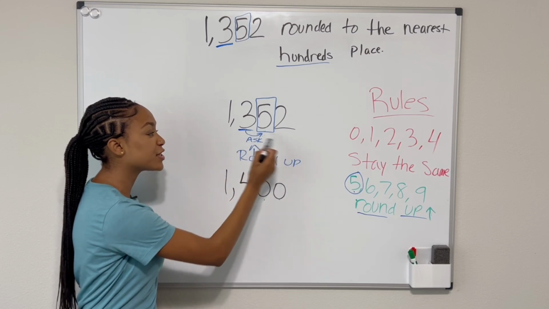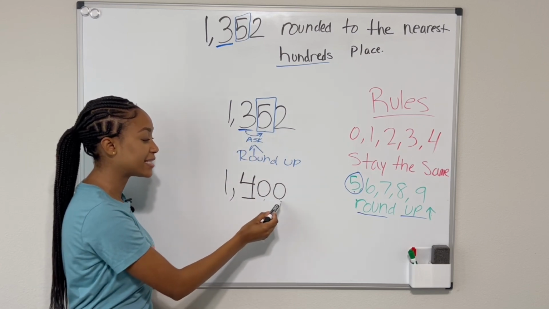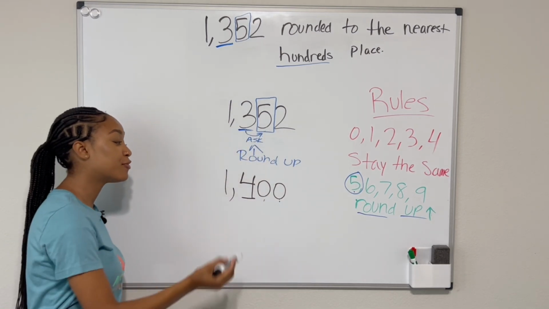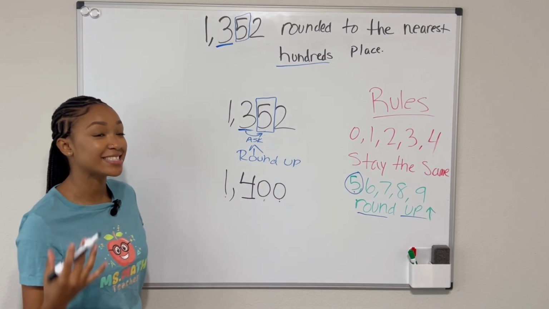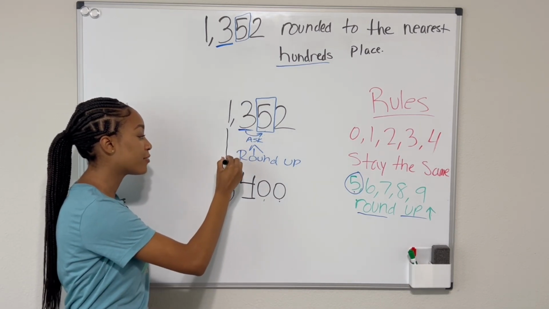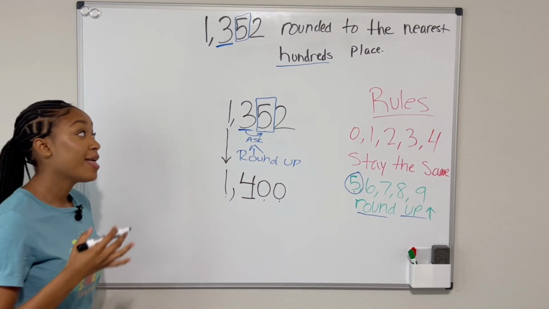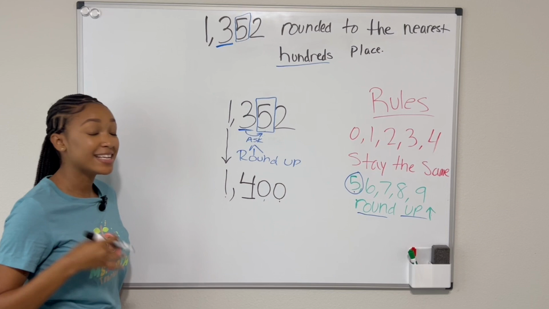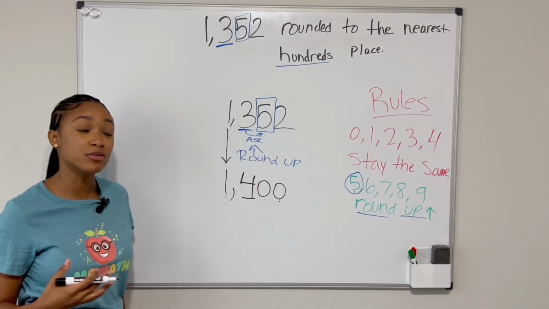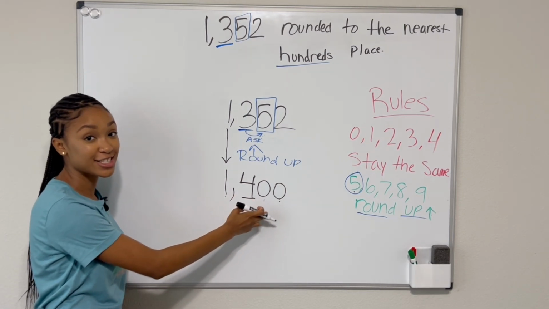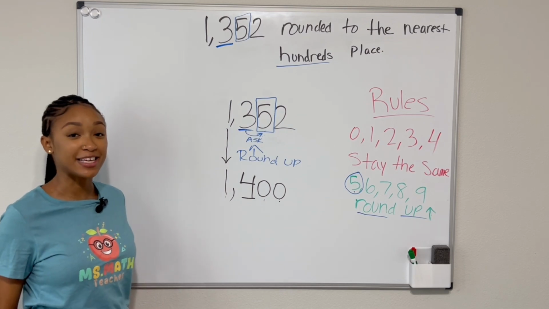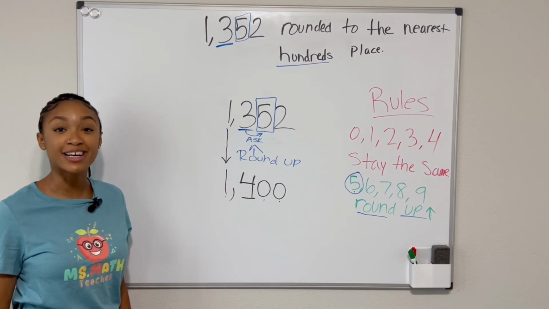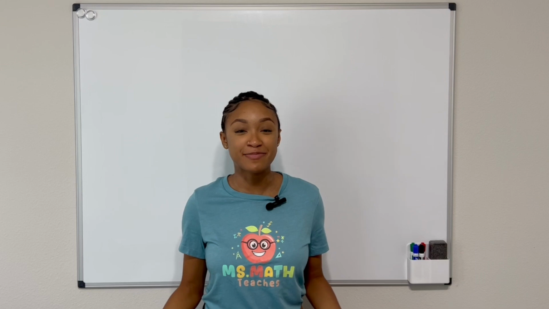Everything after my number becomes a 0. Everything before my number stays the same. That's why I brought down the 1. If we look at our number, 1,352, it's safe to say that that rounds to 1,400. It is approximately 1,400.